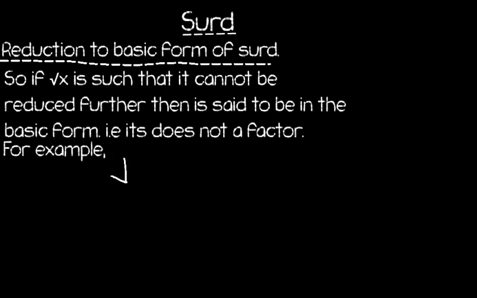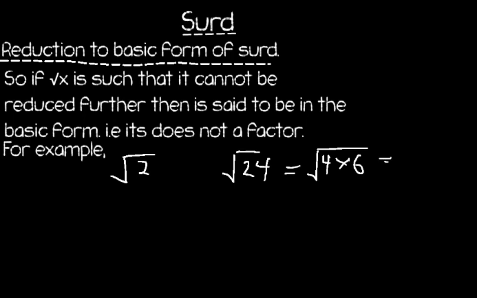For example, let's take root 2. You know that 1 times 2 will be giving you 2, and root of 1 is 1, and multiplying 1 times root 2 is the same as root 2. So this is the basic form of this root.